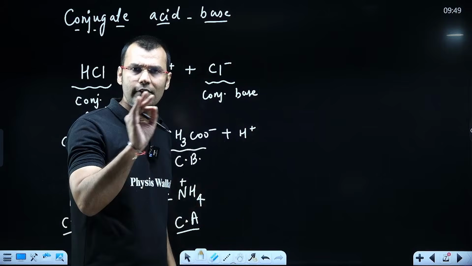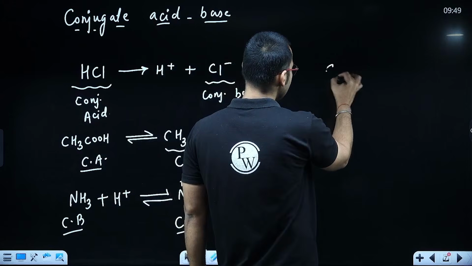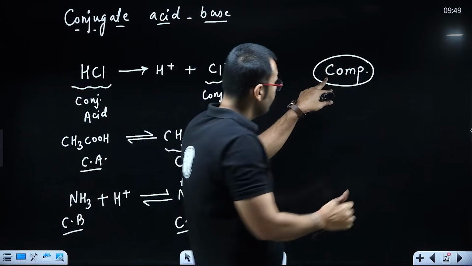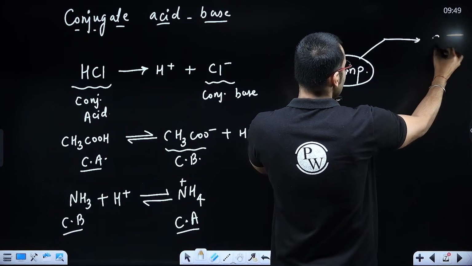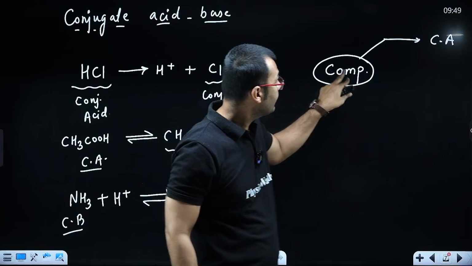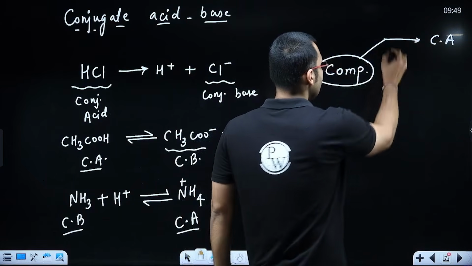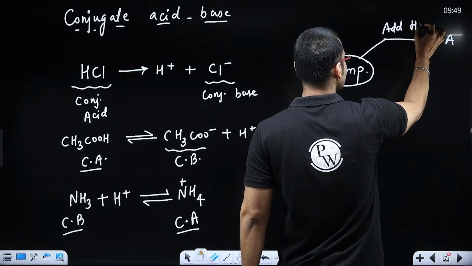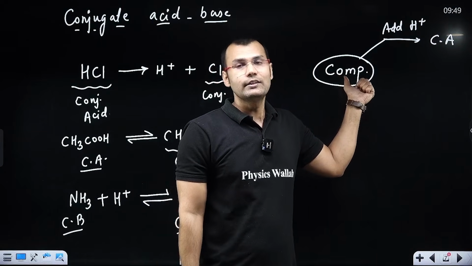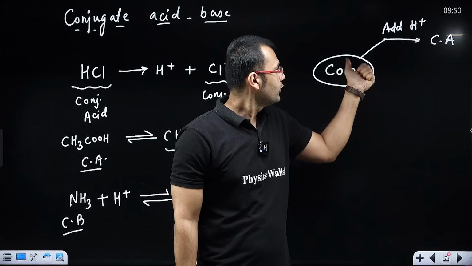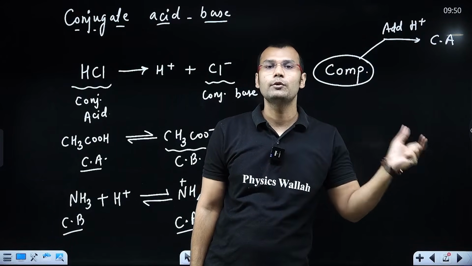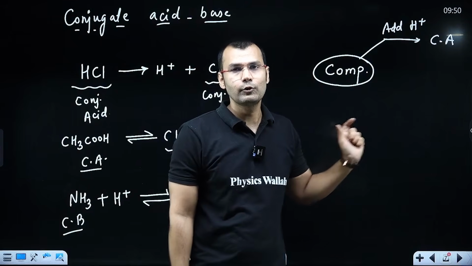So that you can do in a very easy manner. Suppose they give you any compound, and for this compound they ask, tell me what is the conjugate acid of this compound. For any species, if you want to get its corresponding conjugate acid, just add one H plus ion into it. Like, what is the conjugate acid of Cl minus? To get the conjugate acid of Cl minus, you need to add one H plus. So Cl minus plus H plus gives you HCl. So for Cl minus, the corresponding conjugate acid is HCl.